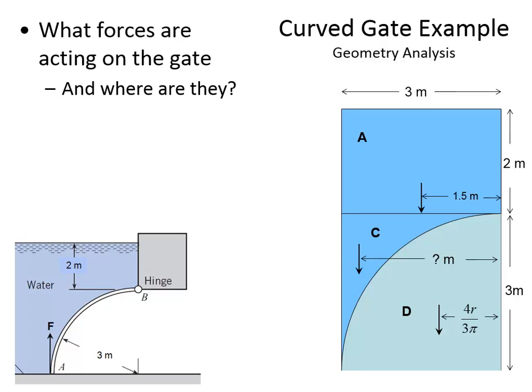Does anybody have questions about what I mean by projection? Because that's a critical thing to grasp, is the idea of a projection. The projected surface here is a rectangle, even though the gate itself is curved. The vertical projection is a rectangle.